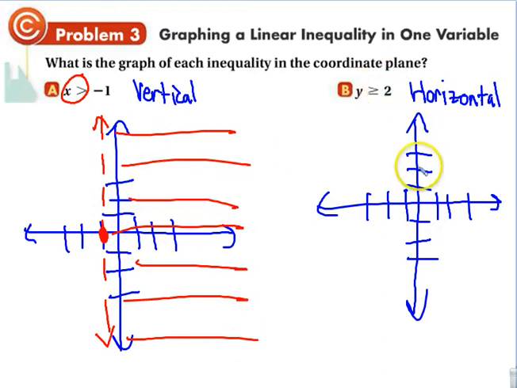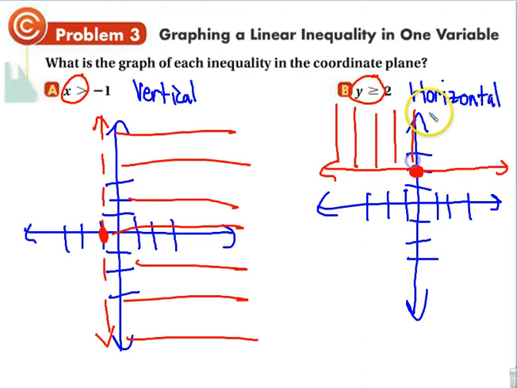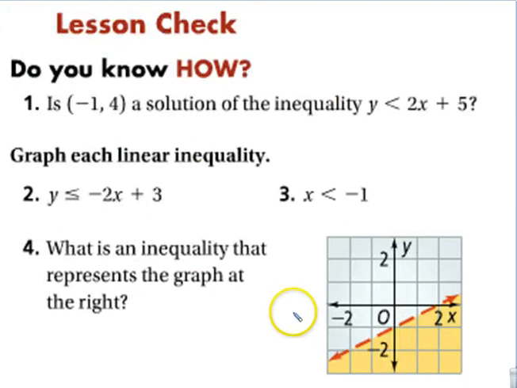Here I have +2. I know that this is going to be a horizontal line. Is it going to be a solid or dotted? Look at the inequality. It's going to be a solid line. Okay. Now look at the first part of the inequality. Where are the y's bigger than +2? Up. So I'm going to shade up. Okay. So here is the check.